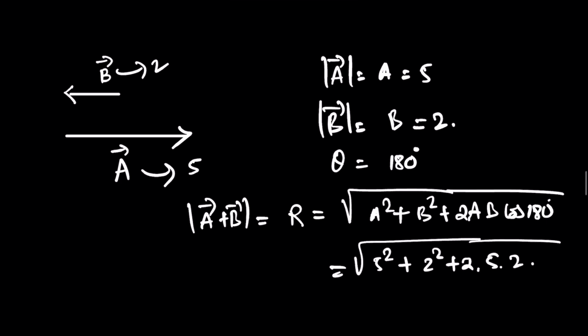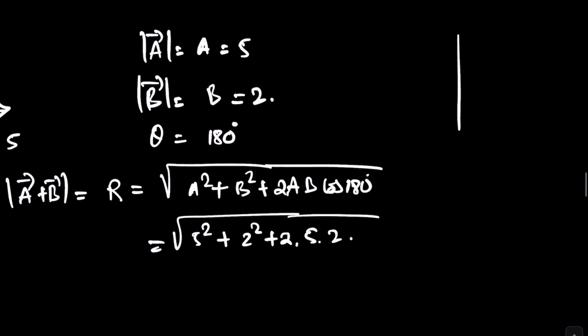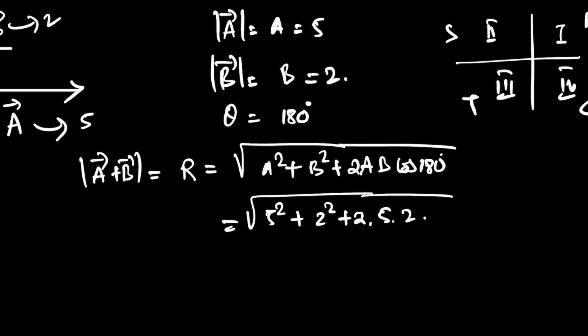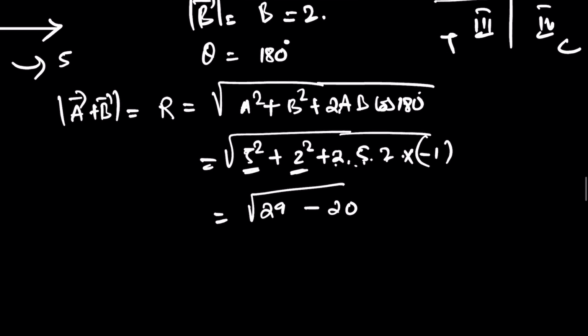For cos 180 you need the ASTC rule. Maybe some of you did not take maths in class 11, so I'll do it in a separate video. So 5 square is 25, plus 4 is 29, plus 2 into 5 is 10, 10 into 2 is 20, cos 180 is minus 1, so this becomes minus 20. So 29 minus 20 is 9, root over 9 is 3.